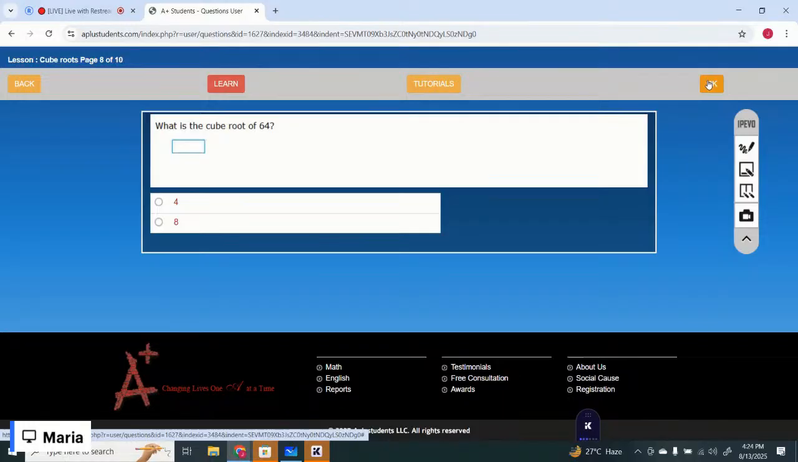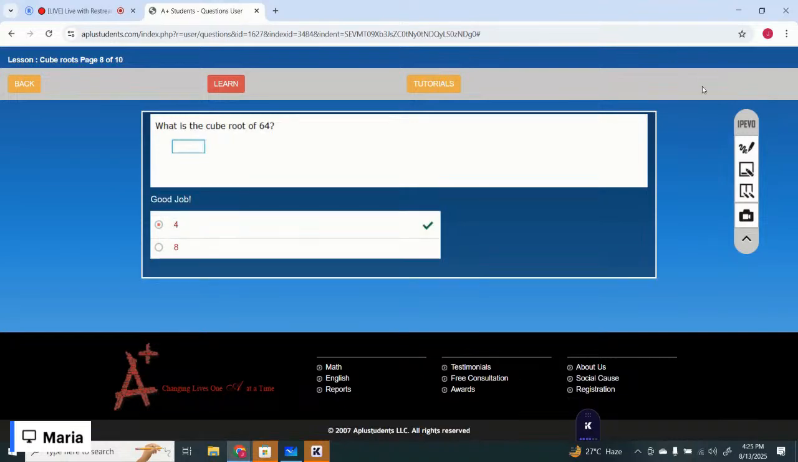What is the cube root of 64? So which is the correct option? That is 4. 4 times 4 is 16, and 16 times 4 is 64.